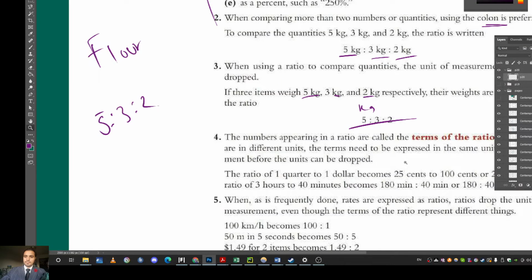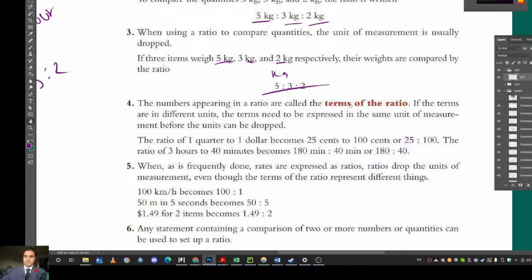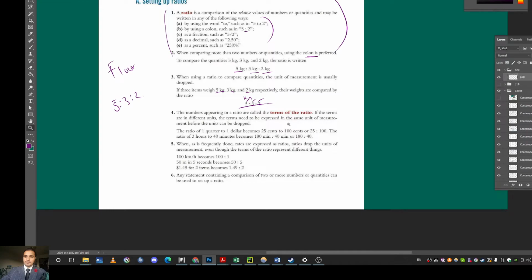So the next thing he's saying is the numbers appearing in ratios are called terms of the ratio. So this is a term of the ratio, this is a term of the ratio, and this is a term of the ratio. If the terms are in different units, the terms need to be expressed in the same unit of measurement before the units can be dropped. So if, let's say, this was 5 kilograms and this was grams and this was, I don't know, ounces, we'd have to convert them all into a common measure. Either express them all as kilograms or all as grams or all as ounces.